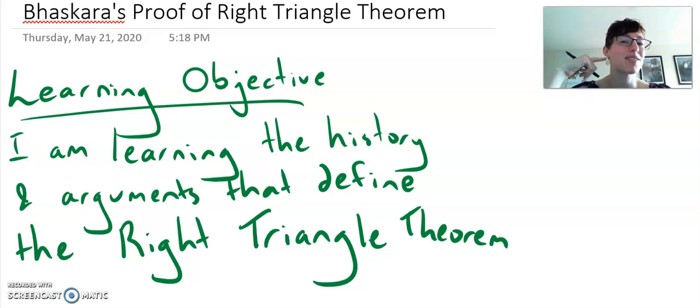But this is one of our final ones that we're going to look at in the class. This one is known as Bhaskara's right triangle theorem, or Bhaskara's proof to the right triangle theorem. Well, let's go ahead and get started. Before we actually look at who Bhaskara was, I want us to remind ourselves of what our objective is in this lesson. What are we really learning from this topic?